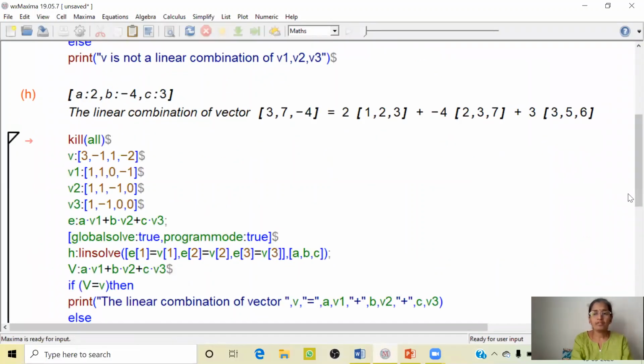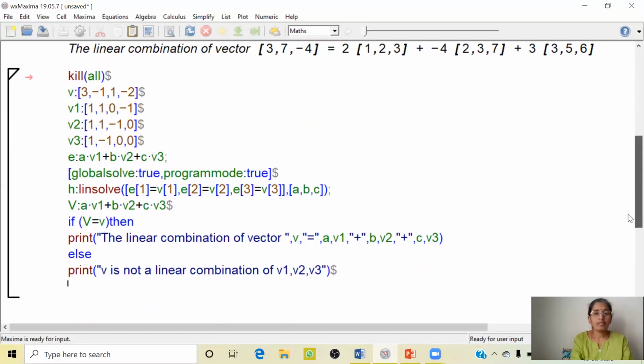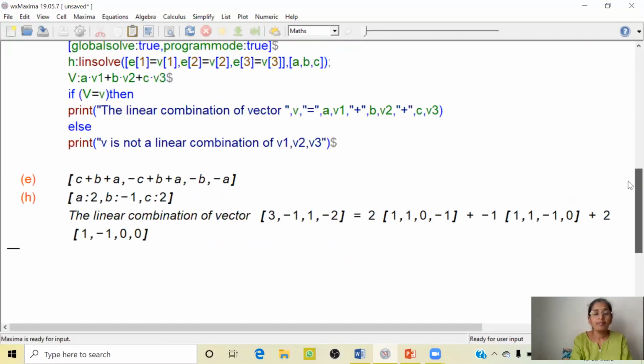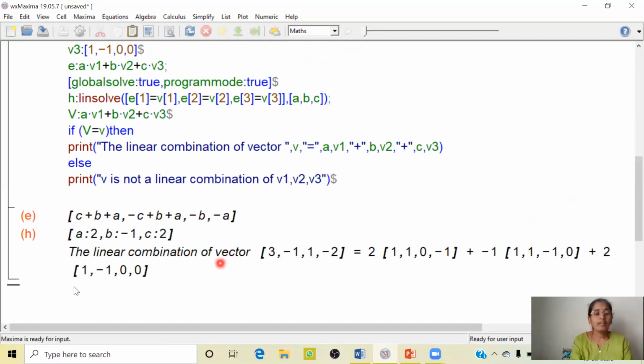So let's just paste the program in the Maxima window. So this is how we type the quadruples, once again within the square brackets and commas in between. So we get this. So let us execute this using once again the Shift Enter key. So you're going to get the output, that is the values of A, B, C. So it is given to be 2, -1, 2, and the linear combination of the vector in terms of the vectors V1, V2, V3. Hence the linear combination exists and hence this will be the required linear combination of the vector.